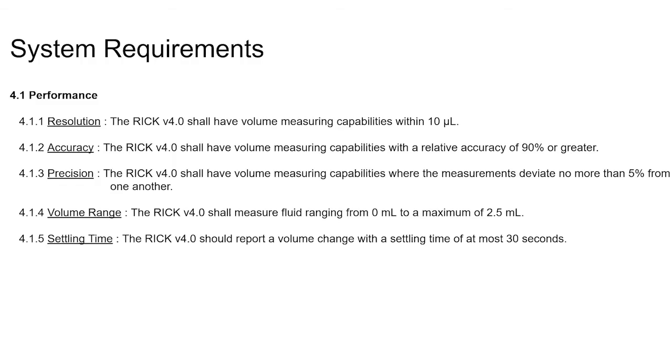We have our 5 main system requirements: resolution, accuracy, precision, volume range, and settling time. Resolution and volume range were provided to us by our sponsor in their statement of work. Accuracy is to ensure that our data collected from our sensor is in line with our project scope. Precision is to ensure that every data point we capture does not have any large deviation, which in turn will build confidence with the measurements collected.